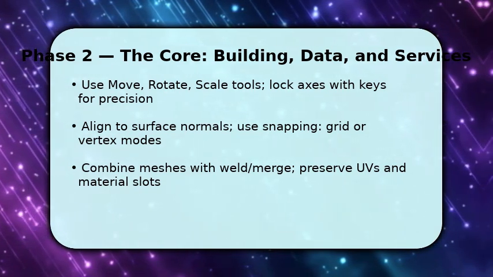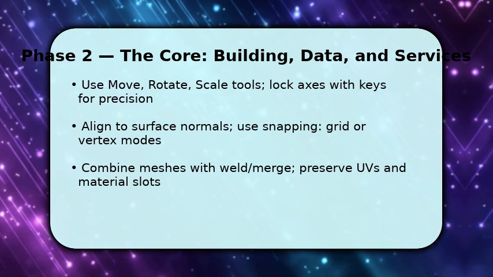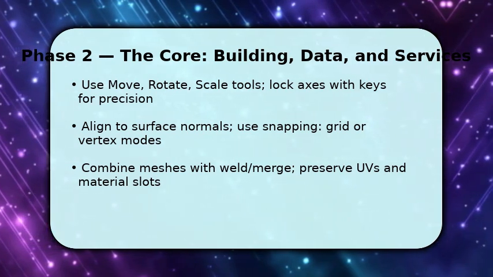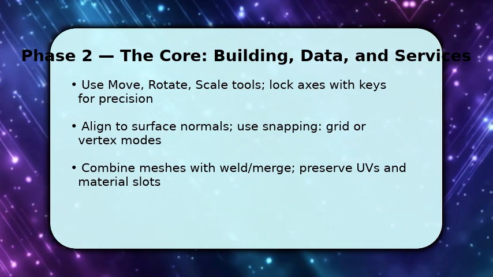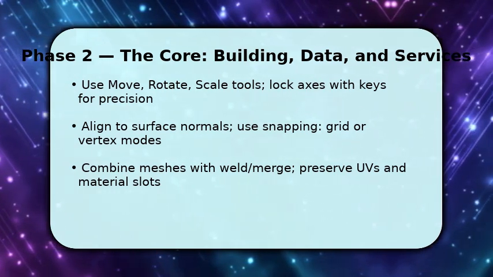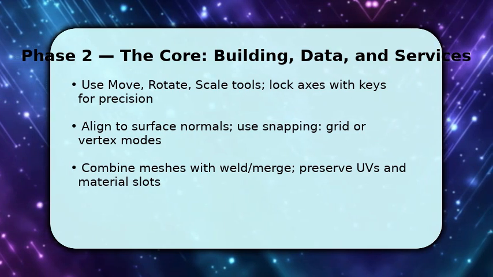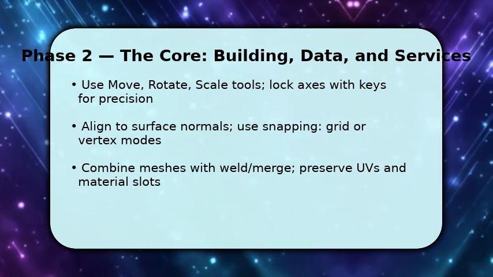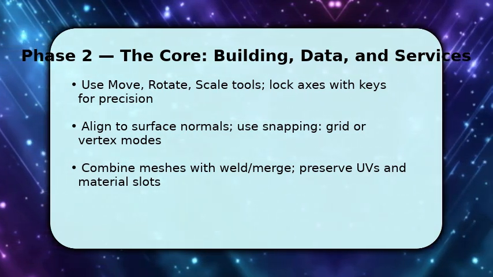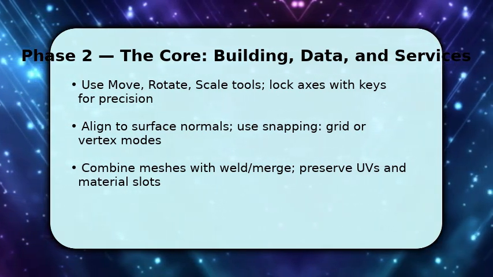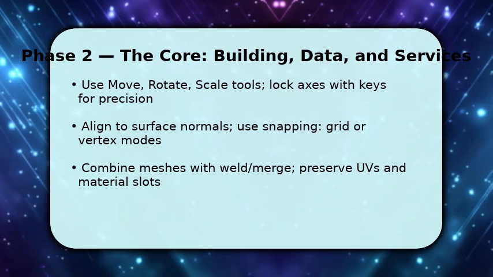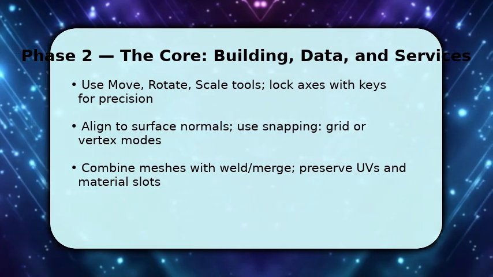This gives cleaner assemblies. Align meshes to surface normals or snap to vertices. These methods reduce gaps. When editing, check vertex order and normals to avoid shading errors. Combine parts with weld or merge tools. Keep materials separated by slots if you plan to paint later. Once done, recalc normals and freeze transforms so subsequent edits won't shift the whole assembly unexpectedly.